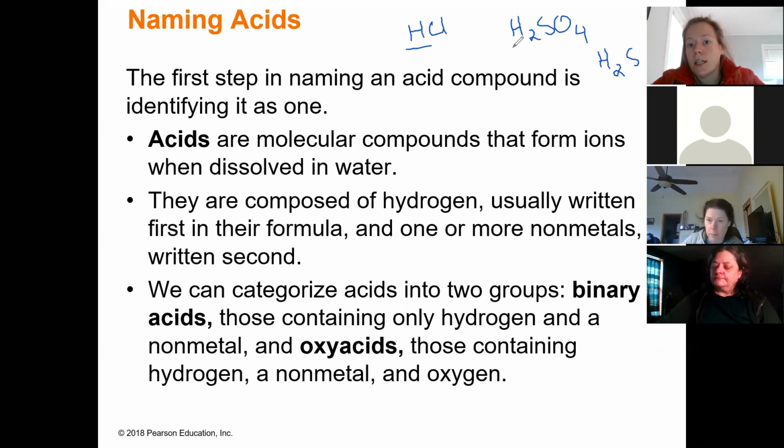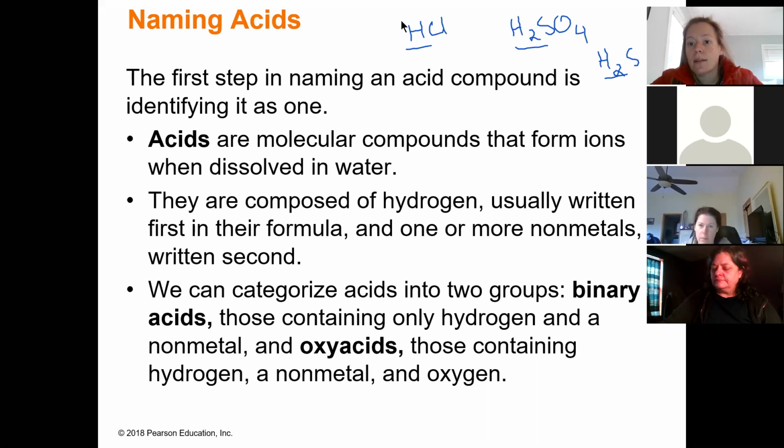What's the first thing that you're seeing? Some sort of hydrogen. Could be one hydrogen, could be two. This is a diprotic acid. There could be three. But that first thing you bump into is hydrogen, and then it's mixed with something that's a nonmetal. We can categorize acids as being either binary acids or what are called oxyacids.